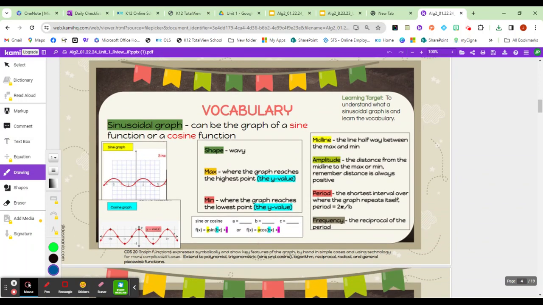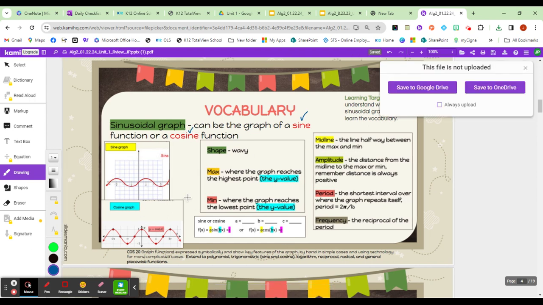In this unit, we studied graphs called sinusoidal graphs. Sinusoidal is always kind of a strange word, and it can be either a sine graph or a cosine graph. So we'll just go through. Looks like I jam-packed this slide with vocabulary. This first graph on the left is a sine graph, and I know it's a sine graph because I can locate where it crosses the y-axis.